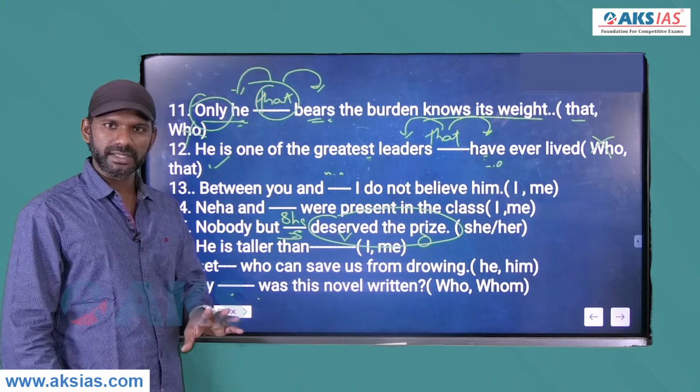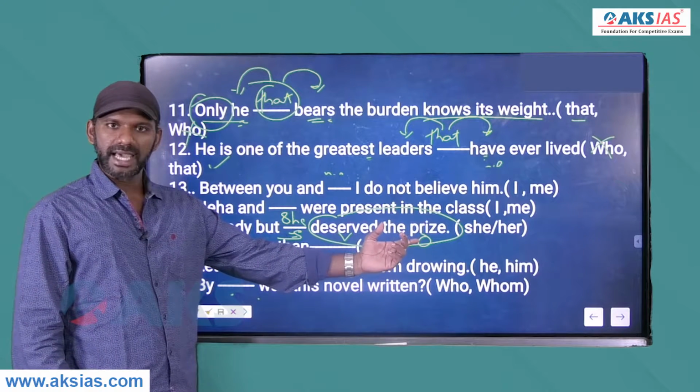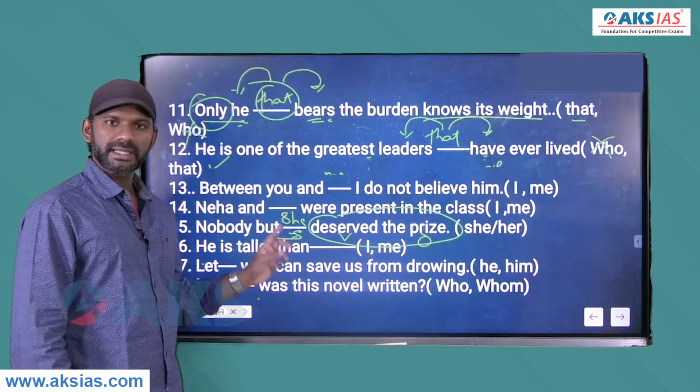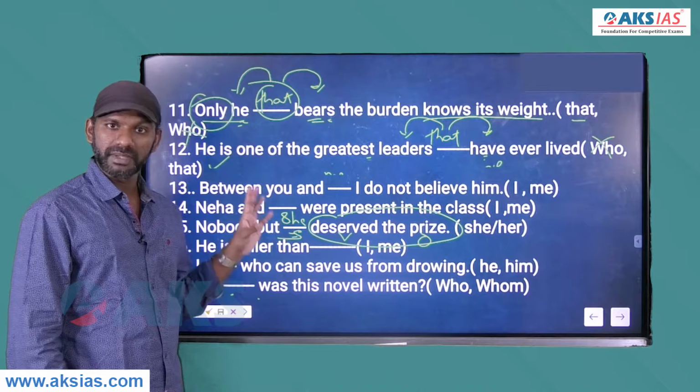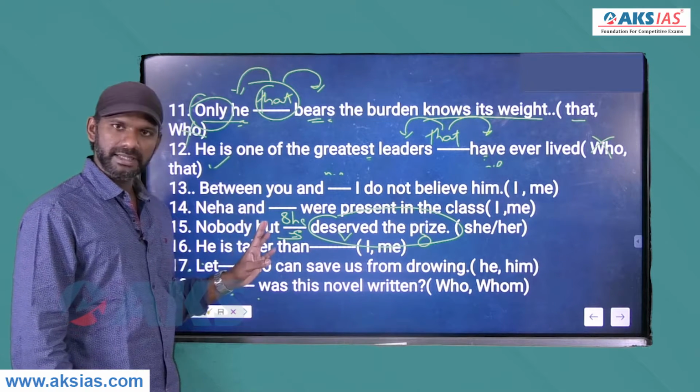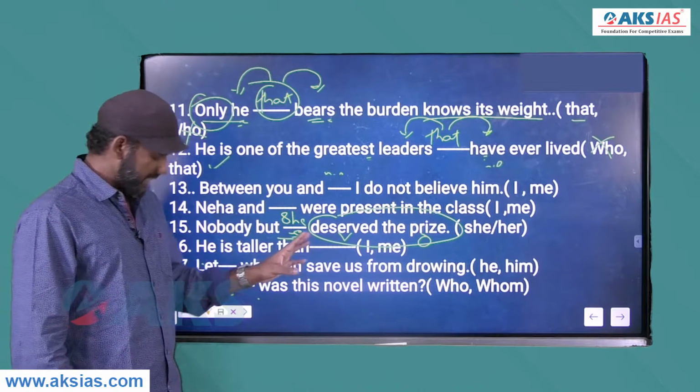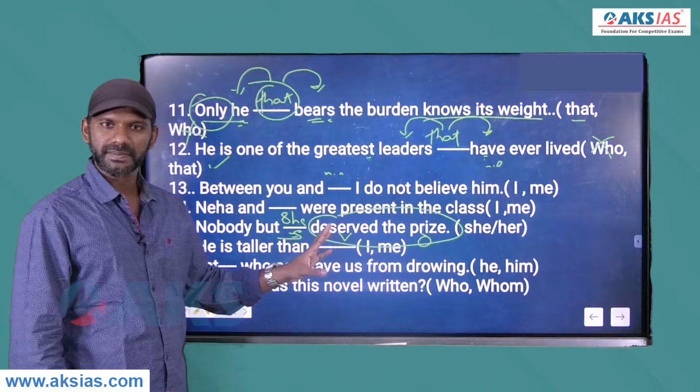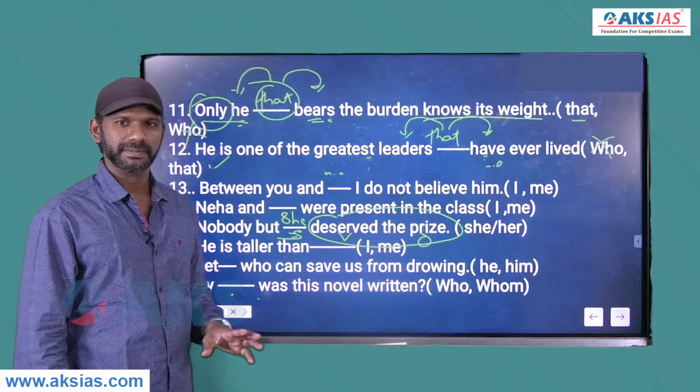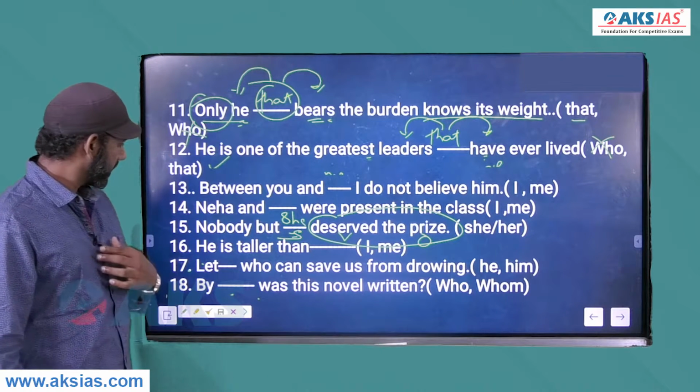The very first rule: the subjective form. The sentence is in the active voice and the pronoun is acting as a doer here. So that pronoun must be in the subjective form. She is subjective. So nobody but she deserved the prize. Sounds incorrect but correct. Come on, next one.